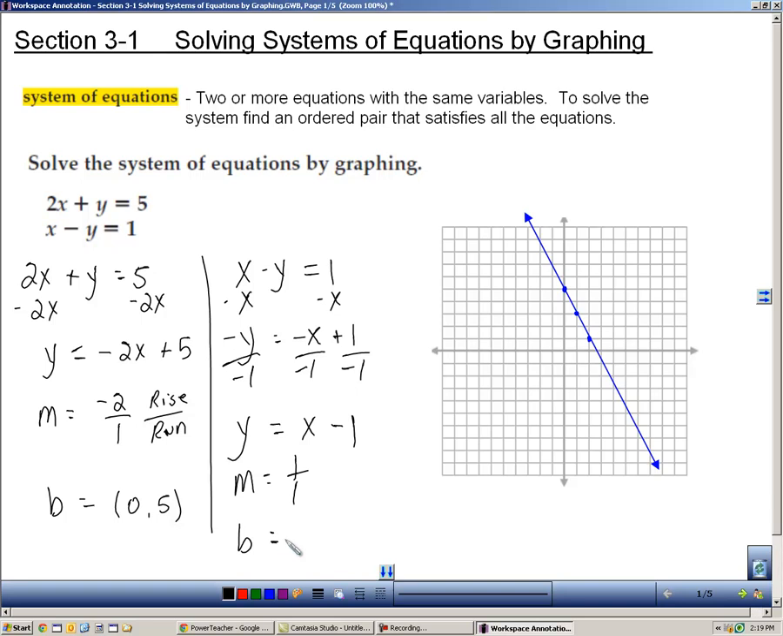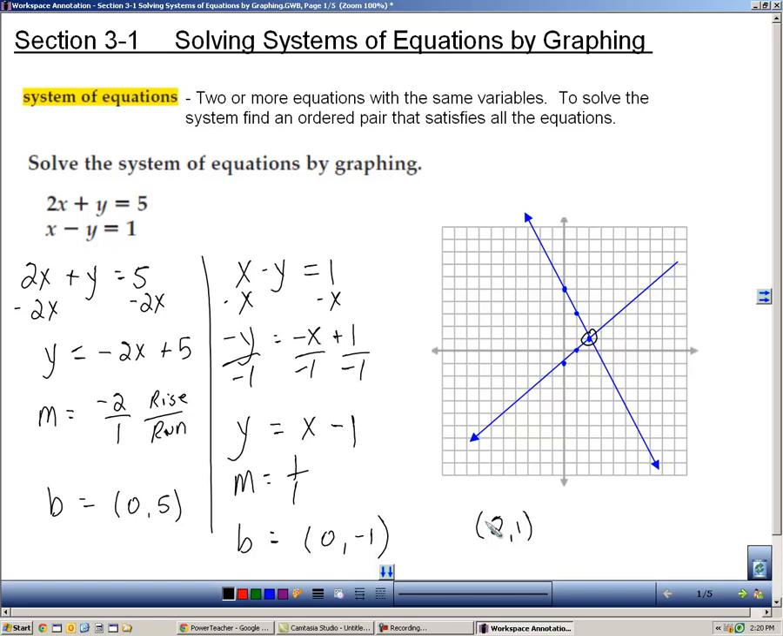And my intercept is the point (0, -1). So we'll graph (0, -1), and then the slope is 1 over 1, or rise over run. So I end up here also, so I'm going to graph that line. We can take a look at our lines and see if there's a place where the lines cross, and it looks like they cross about right here, and that would be the point (2, 1).